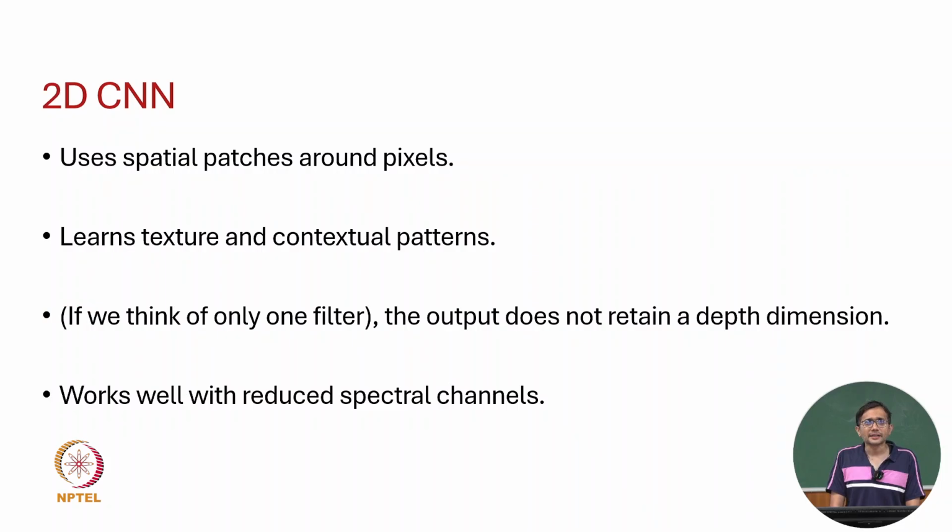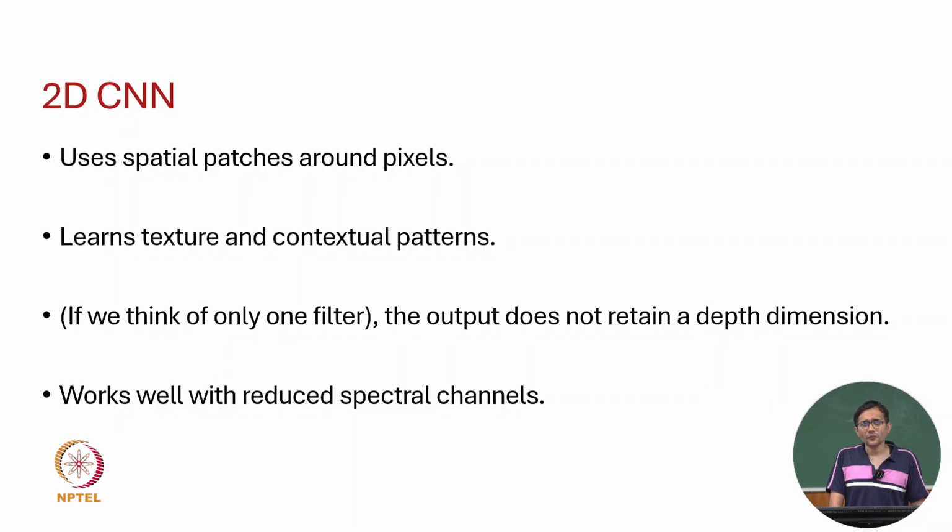Now, moving ahead to our usual 2D CNN, the version of the CNN that we are habituated to work with. So this uses spatial patches around the pixels. This learns texture and contextual patterns.